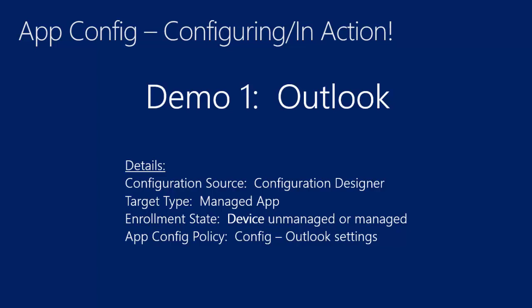Because the device itself is not going to be managed. I can do this to a device that is either unmanaged or managed, doesn't matter really. But in my case, the device is going to be unmanaged. So the app itself is going to be an Intune SDK enlightened app, Outlook, and so it can receive those settings. And so the app config policy you'll see in a minute is config Outlook settings.